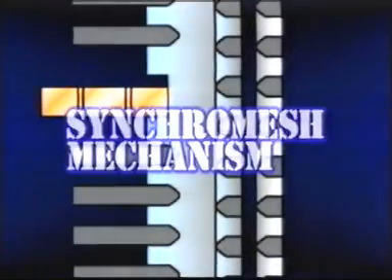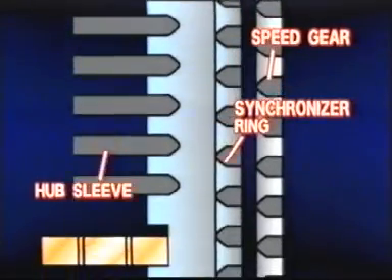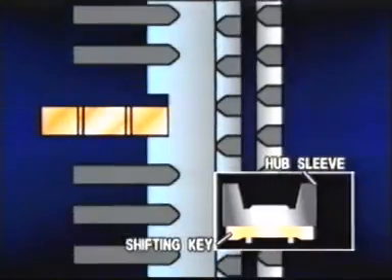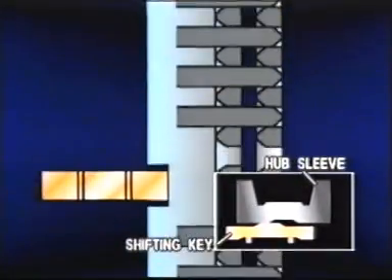During gear shifting, two gears which rotate at different speed need to be meshed smoothly. One is the speed gear rotated by the input shaft, and the other is the hub sleeve rotating with the output shaft.